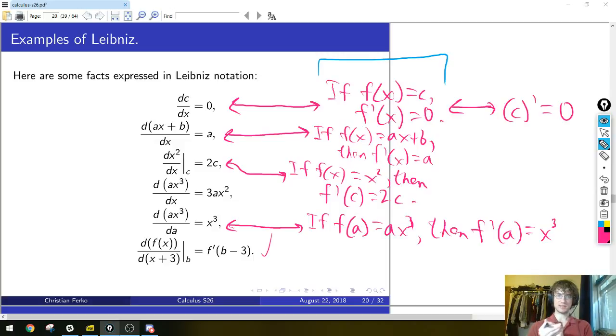Okay, questions on these barbaric notations? I have no questions. Good.